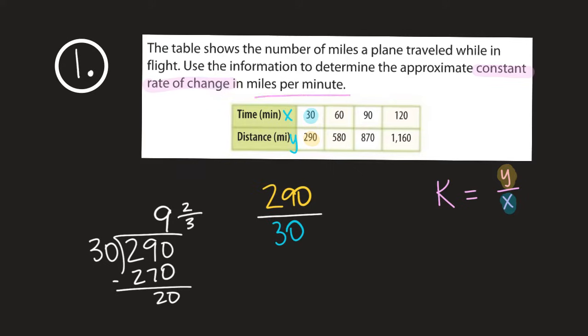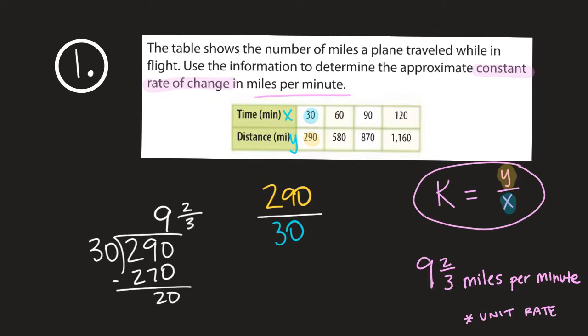So miles per minute, we have 9 2/3 miles the plane travels per 1 minute, which is again unit rate. We could be asked for the unit rate, or we could be asked for the constant rate of change. Either way, we go ahead and use this formula here, y divided by x.